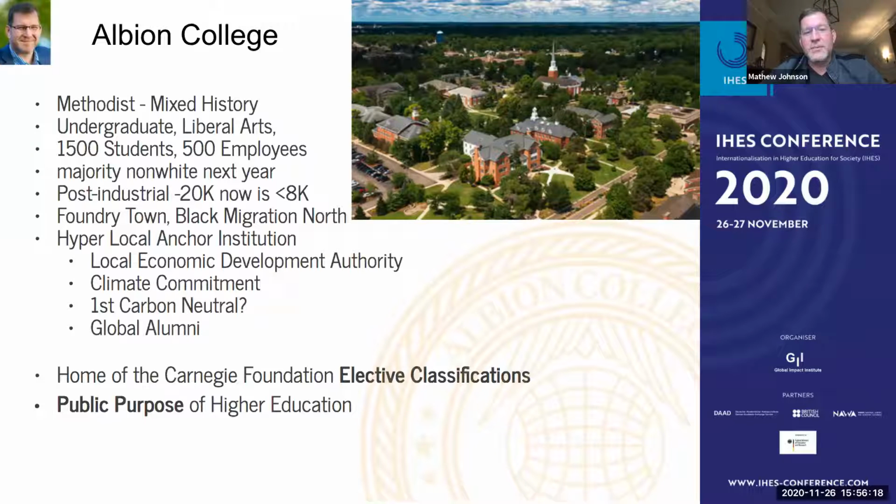We have an extremely global alumni base involved all across the world because we've been in existence since the 1800s, 1835, I think, is when we were founded. We now are the home of the Carnegie Foundation elective classifications. They moved here with me, and Georgina will continue to collaborate with me on them, but they've become part of our public purpose mission here at Albion. And we believe the elective classifications are about highlighting the public purpose of higher education.